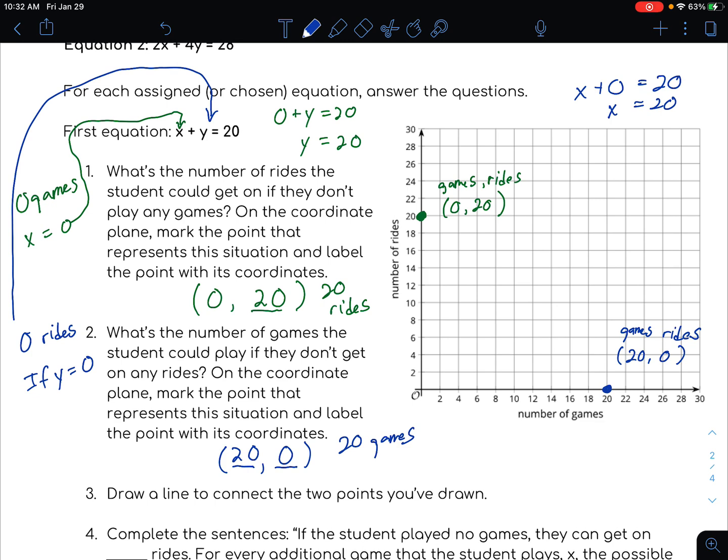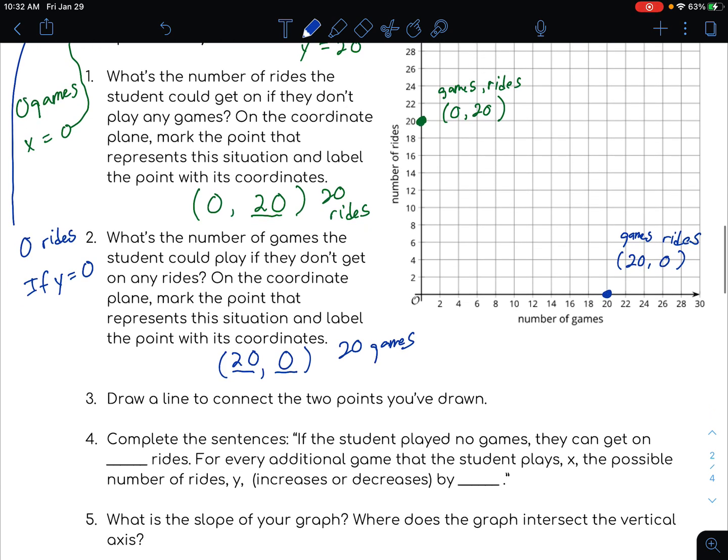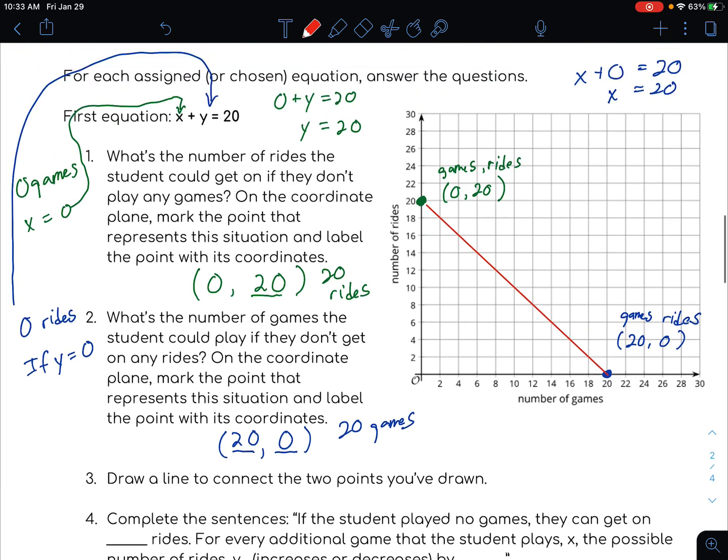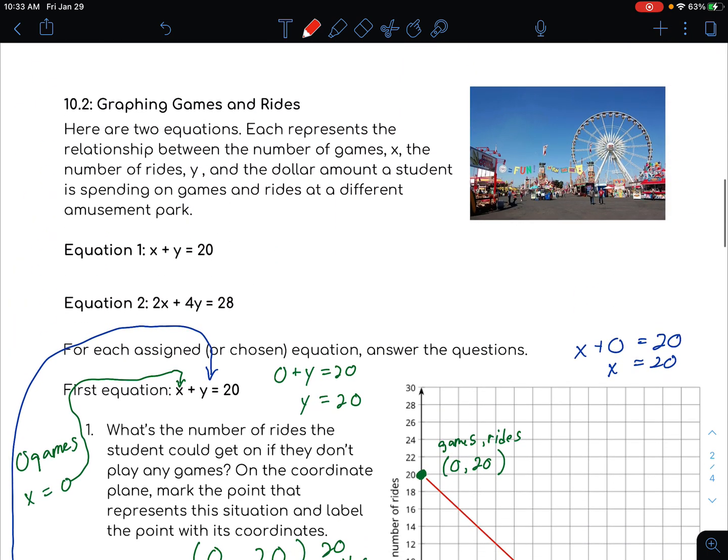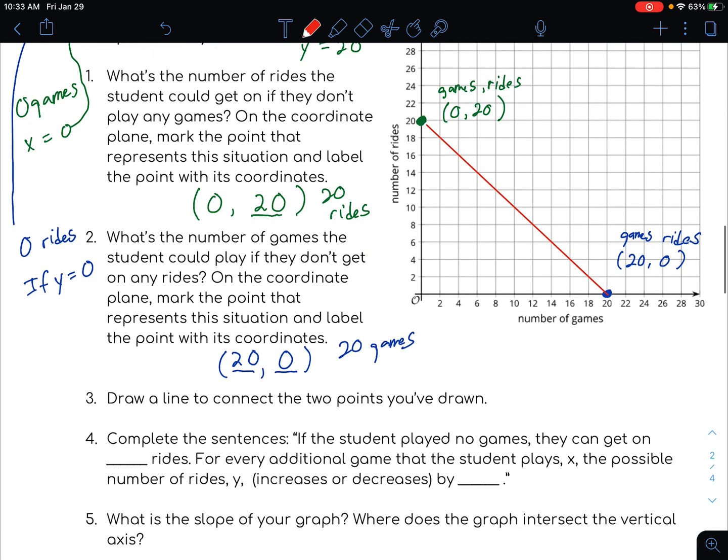Let's draw a line that connects the 2 points that you have plotted. Let's see how good we are with this here. Okay, so there is our line. And remember, those 2 points are not the only 2 points that could represent this situation with the number of rides and the number of games that adds up to a total of $20. You could actually have an infinite amount of combinations, although in this situation, it's not really infinite because you really have whole number games and rides.